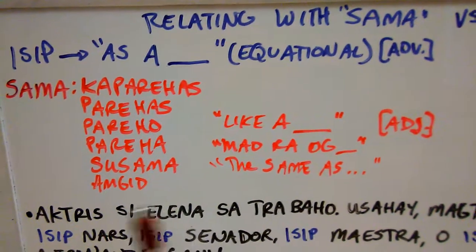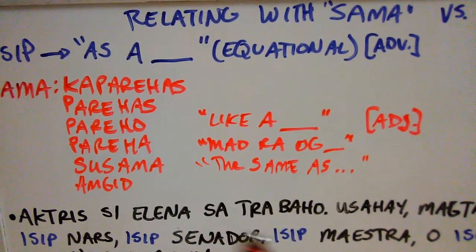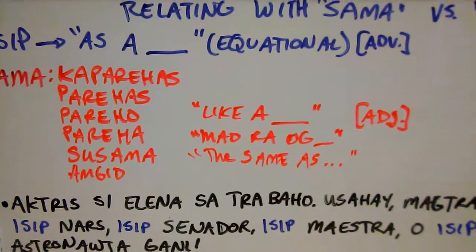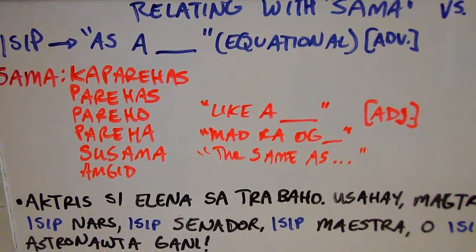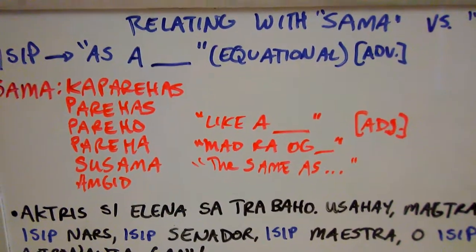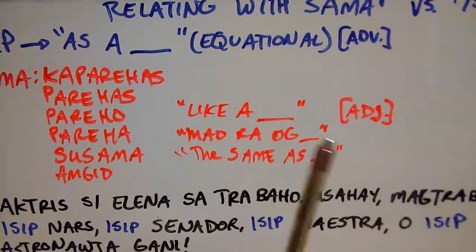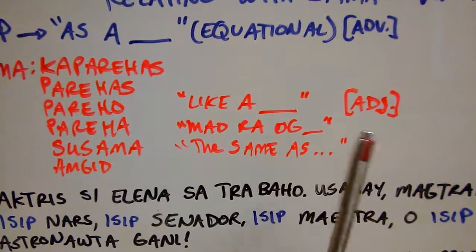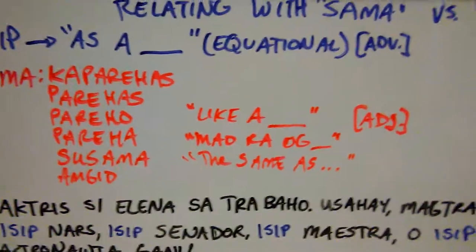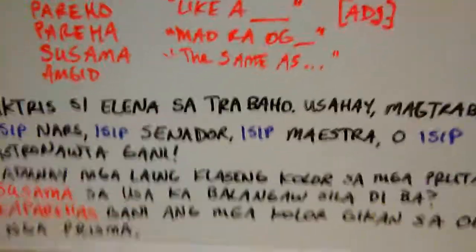Other words that can act like sama are kaparehas, parehas, pareho, parehap, susama, amgid, etc. Okay, there's a lot, and this is also evidence that Cebuano is just full of so many synonyms and just full of vocabulary, right? But we can take a look at this adjective-like structure with things like "a blank," "maora og blank," right? Or "the same as, blah, blah, blah," right? And again, this will just be a really quick video just to show you the differences.